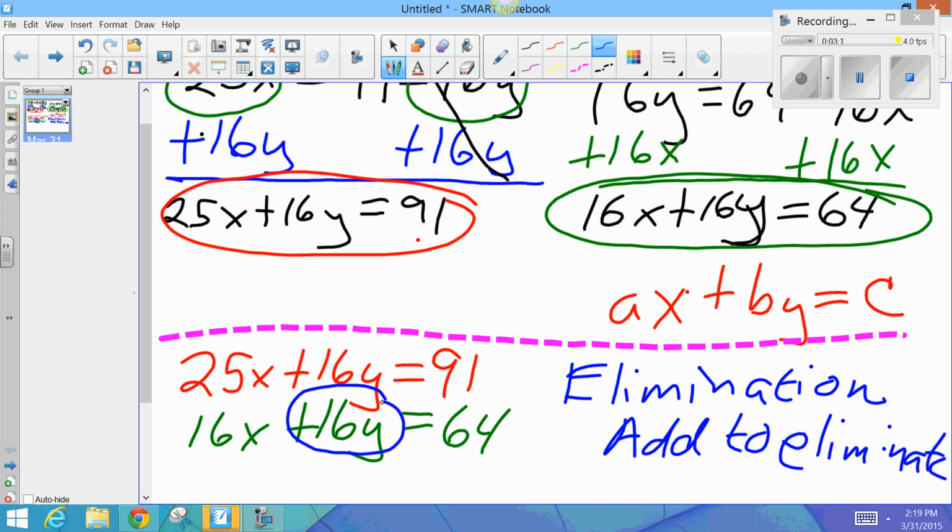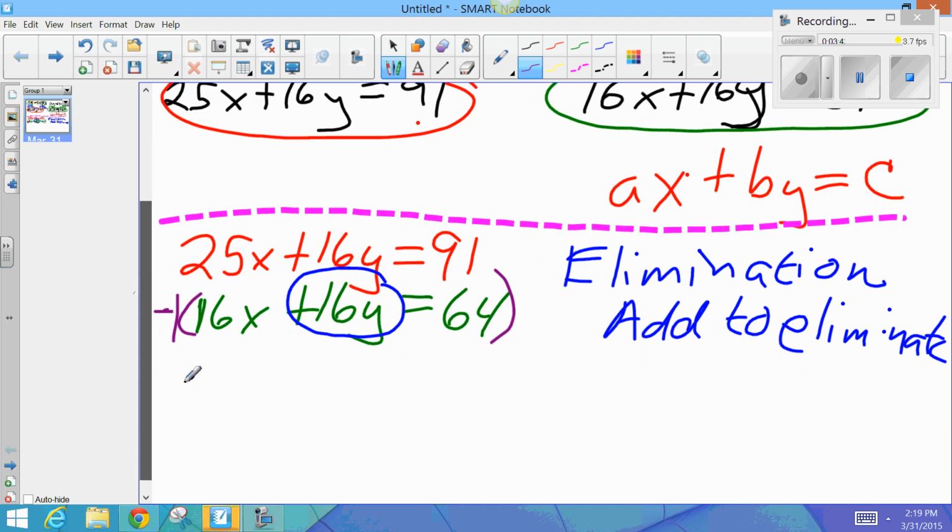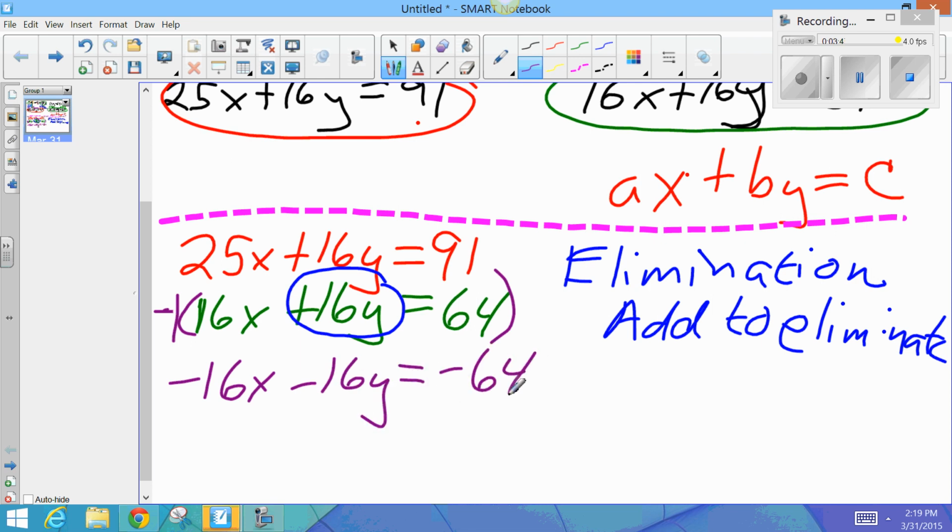So I'm going to multiply the second equation, the whole thing, by negative 1. The rule is that if you are multiplying everything through by the same number, you're not really changing the value of the equation. So that equation becomes negative 16x minus 16y equals negative 64. And the top equation, I'm not changing at all, I'm just carrying it down.